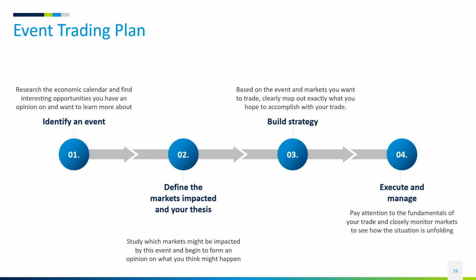Talked a second ago about event trading. This is a bit of a recap from last time, but the event trading plan. Again, you want to identify the event, define the markets, and your thesis, what you expect to happen. Again, it doesn't have to be direction. Certainly don't expect anybody on this webinar to guess at the number in this week's NFP, non-farm payroll, but what do you expect to have happen? You need to expect something in order to place a trade on it.